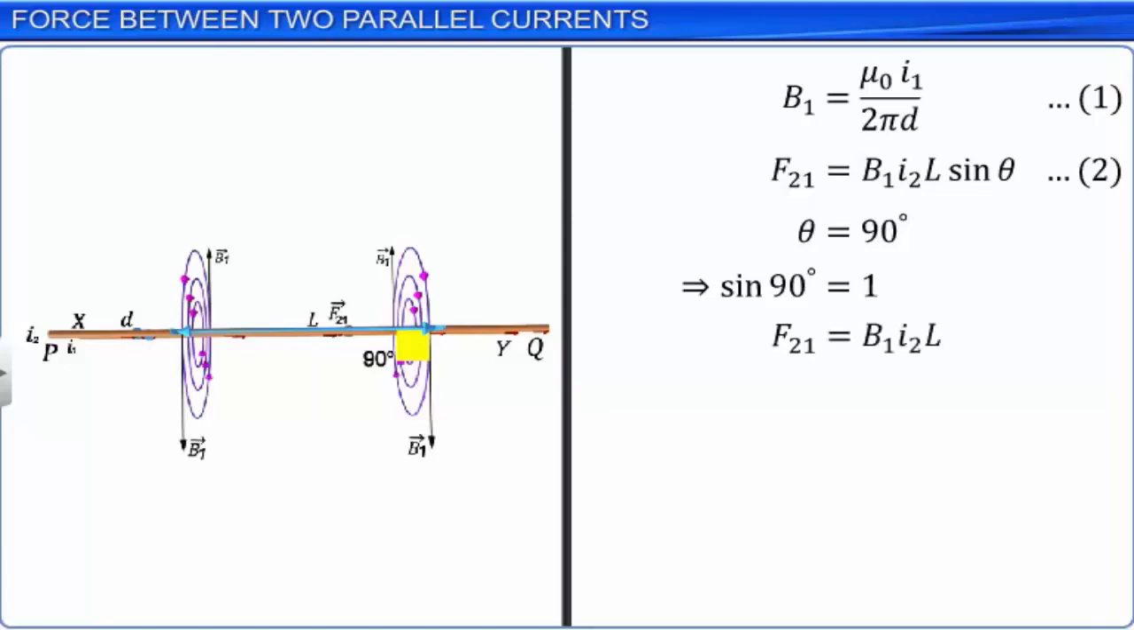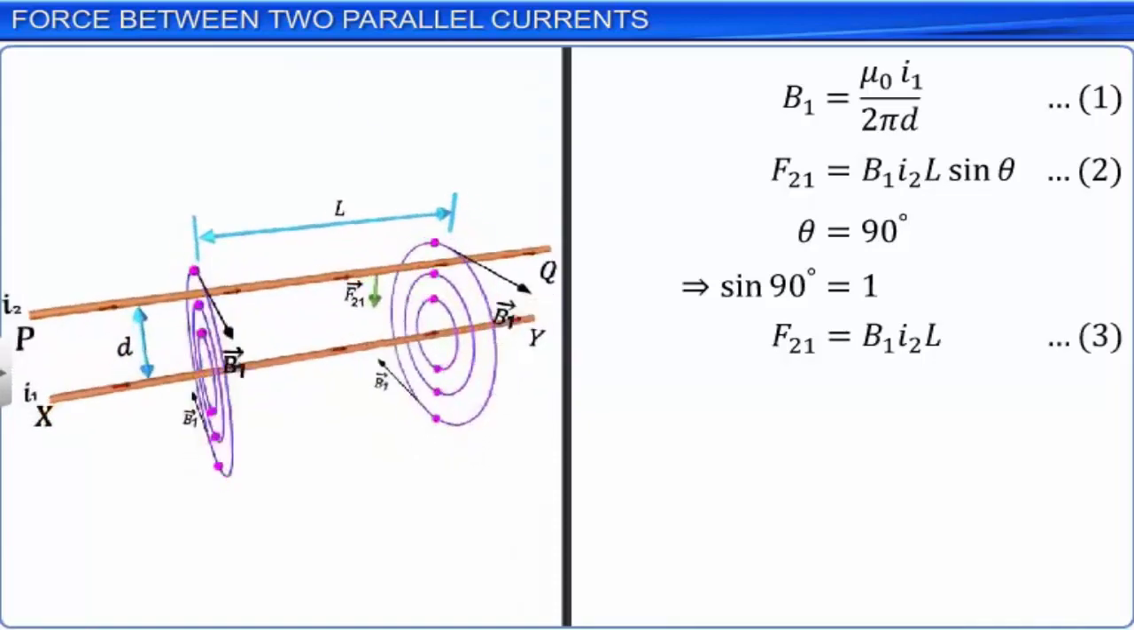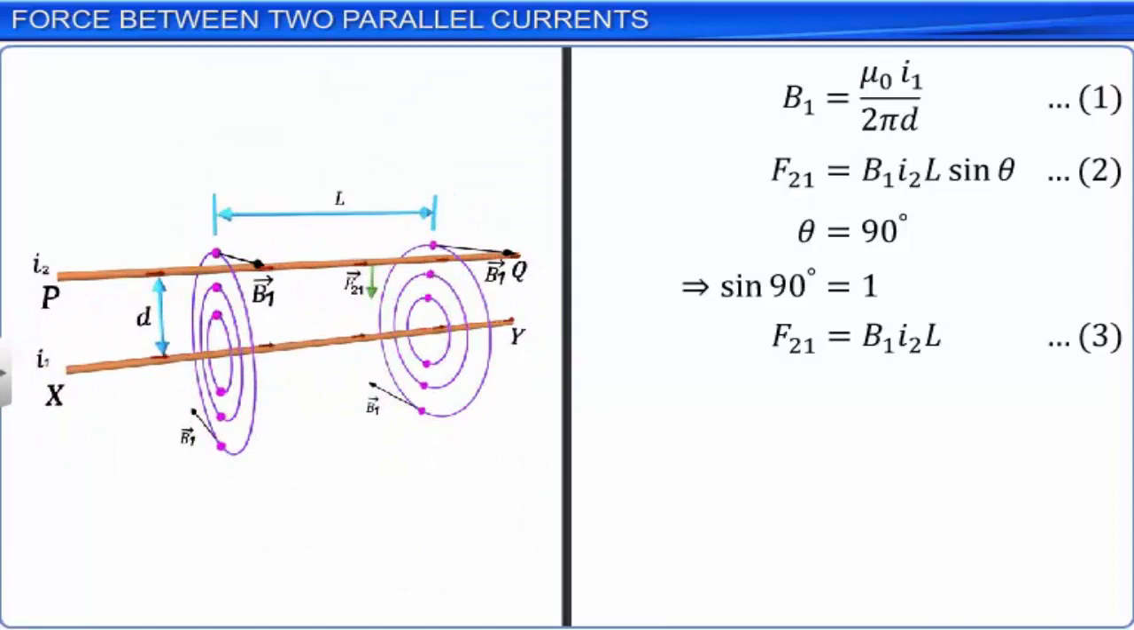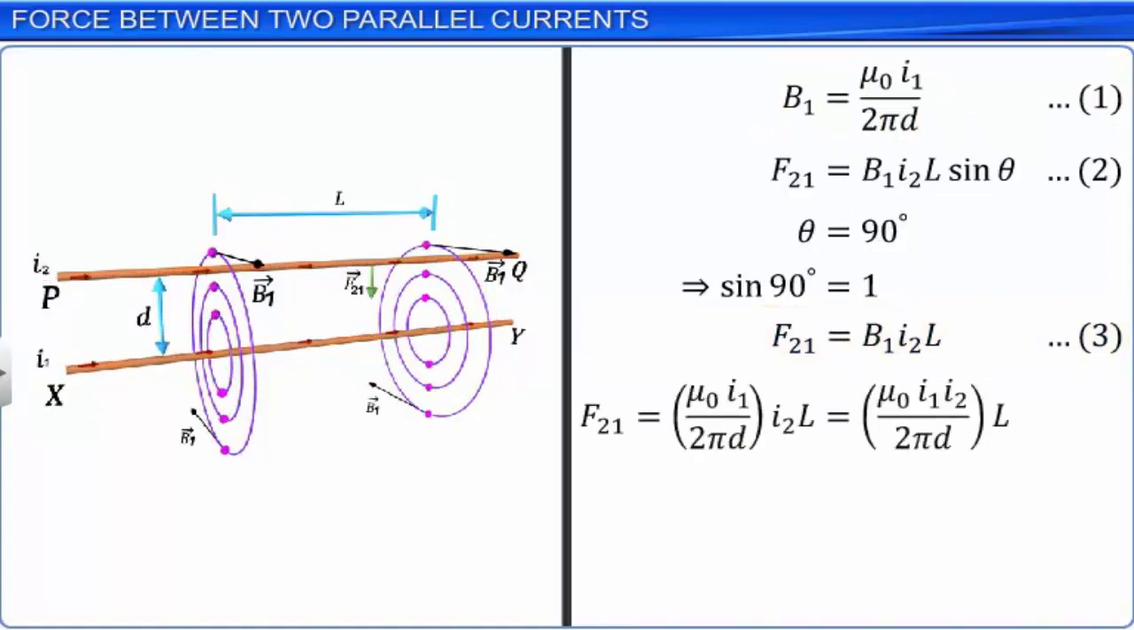Let this be equation 3. On substituting the value of B1 from equation 1 in equation 3, we arrive at the expression F21 is equal to mu naught I1 I2 by 2 pi d into L. Let this be equation 4.